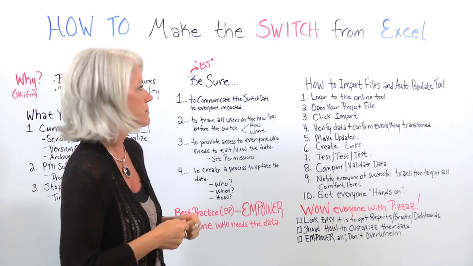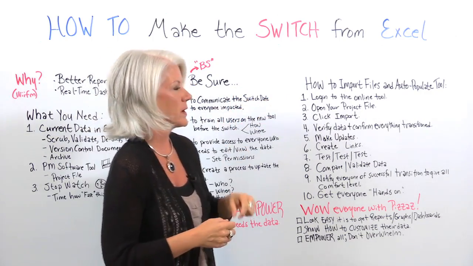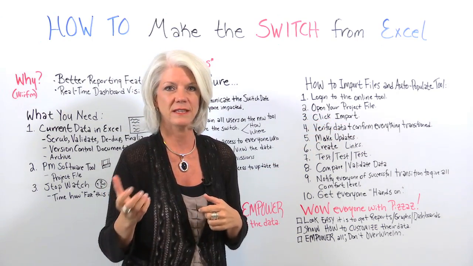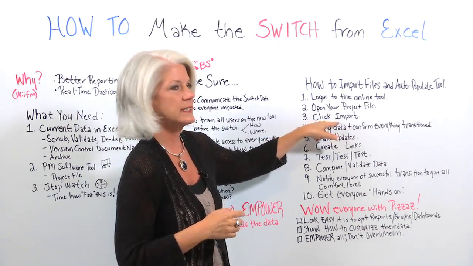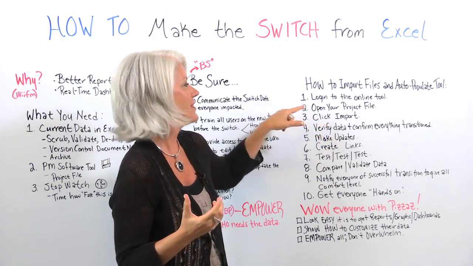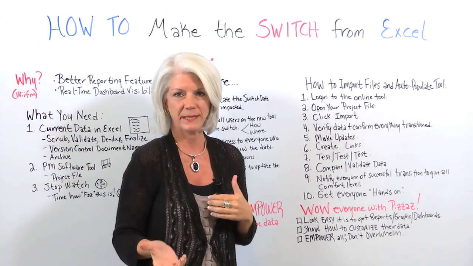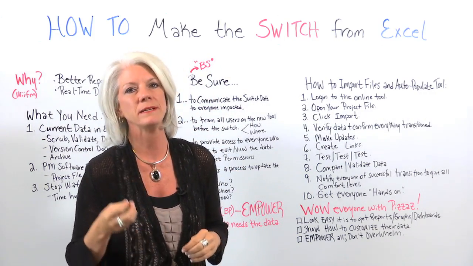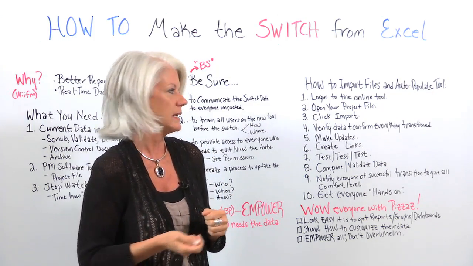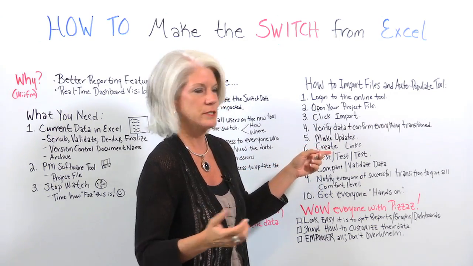And so how do we do this? There are a few simple steps to import the files and auto-populate the tool. So number 1, you log into your project management online tool. Then you go to the project file that you created. Then you click import. You just literally click the button and poof, it's there. And then you go in and you verify the data and confirm everything transitioned. Then you go in and make any updates. And I mean, these updates are small. It may be something as simple as formatting, something like a date. Is the date displaying in the way that you want it? If you have numbers in there, how do you want the numbers to display?